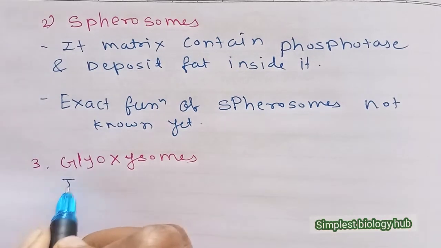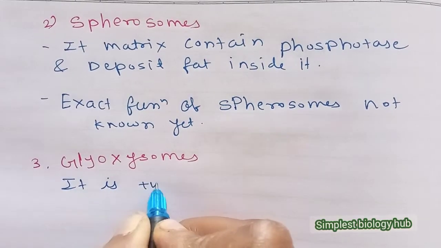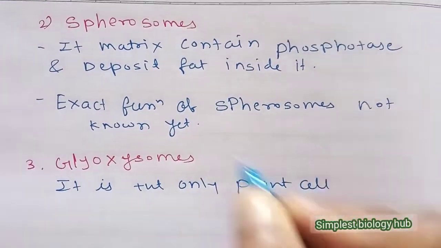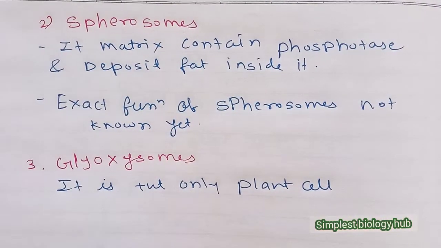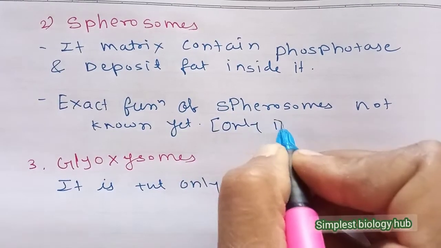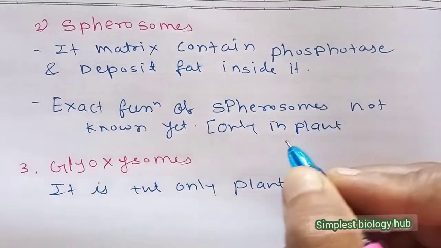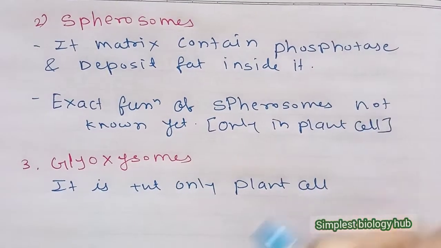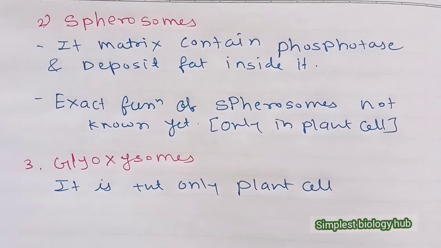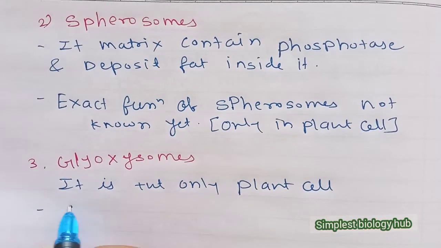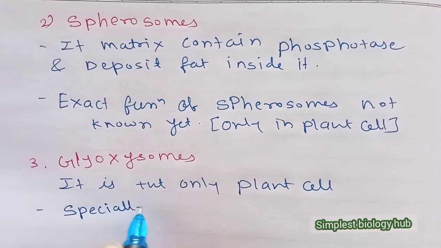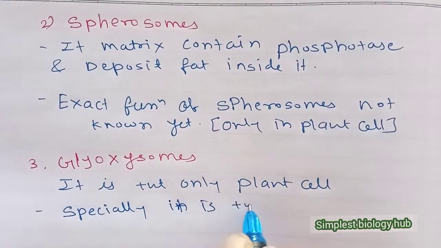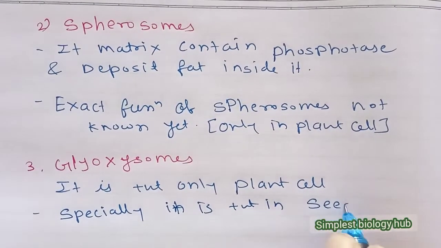Glycosomes are present only in plant cells. About the spherosomes, they are also present only in plant cells. Only peroxisomes are present in both plant as well as animal cells, while the other two are present only in plant cells. Then where are they located? Specially, they are present in the seeds of the plant.